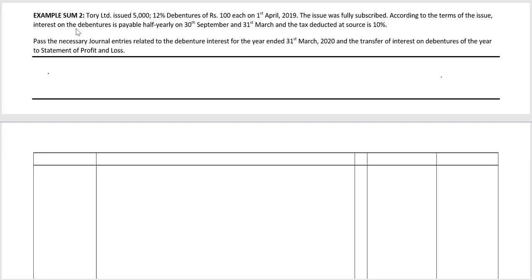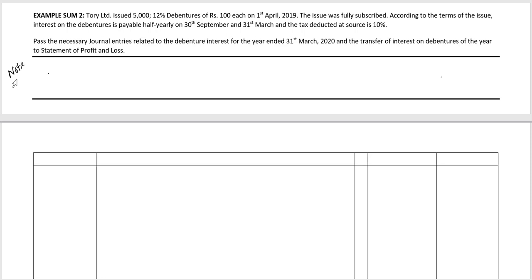Example sum 2. Tory Limited issued 5,000 12% debentures of rupees 100 each on 1st April 2019. The issue was fully subscribed. According to the terms of the issue, interest on debentures is payable half yearly on 30th September and 31st March, and the tax deducted at source is 10%. Pass the necessary journal entries relating to the debenture interest for the year ended 31st March 2020 and the transfer of interest on debentures of the year to statement of profit and loss.